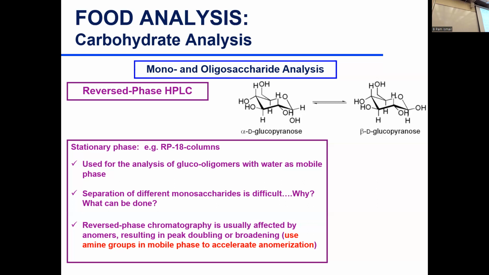So you don't have one peak, you have a split peak. To avoid split peaks, what you can do is add amine groups in the mobile phase. It causes anomerization, so everything will be in one form. And therefore you would get one single peak.